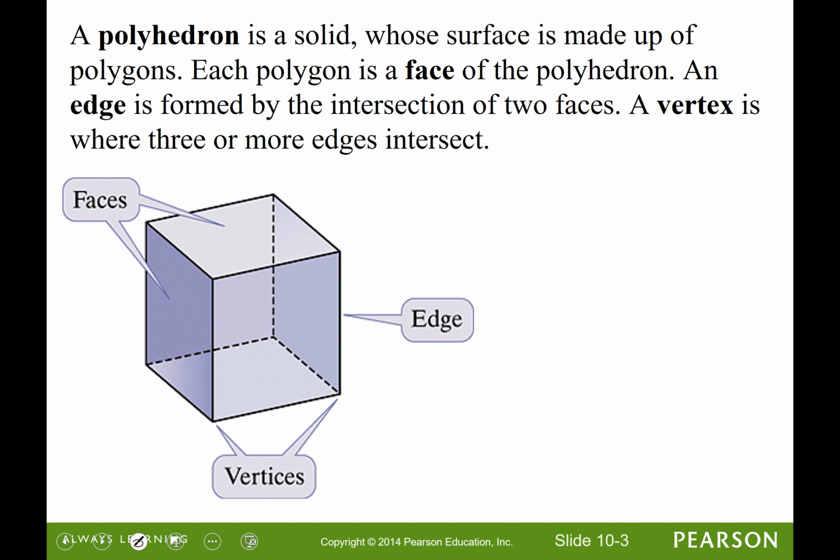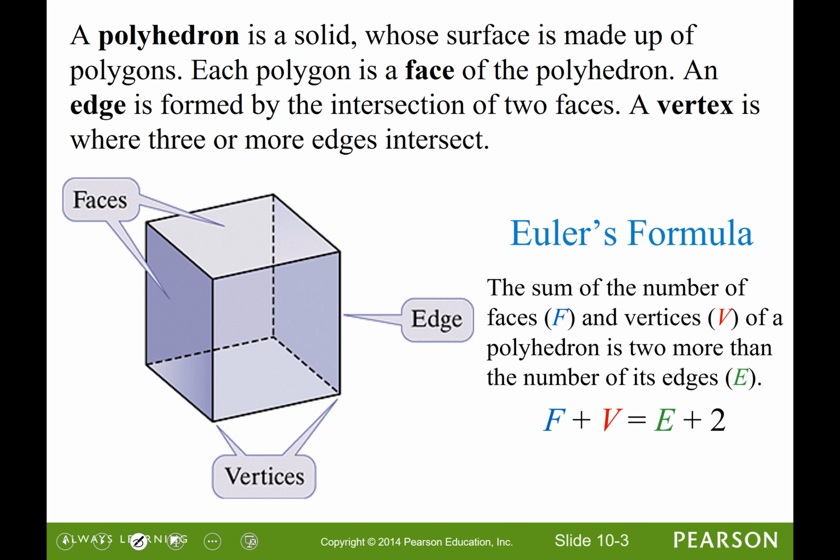A polyhedron is a solid. Think of those polygons we've talked about so much, but take it to a third dimension, so it's now a polyhedron. Its surface is made up of polygons. Each polygon is a face of the polyhedron. An edge is formed by the intersection of two of the faces, and a vertex is where three or more edges intersect. You can see from the figure there, faces, vertices, and edges.